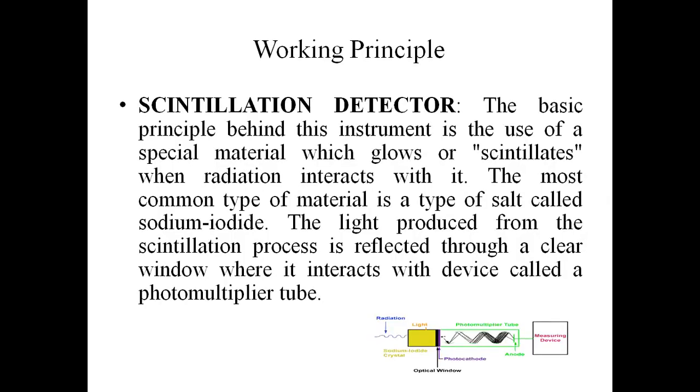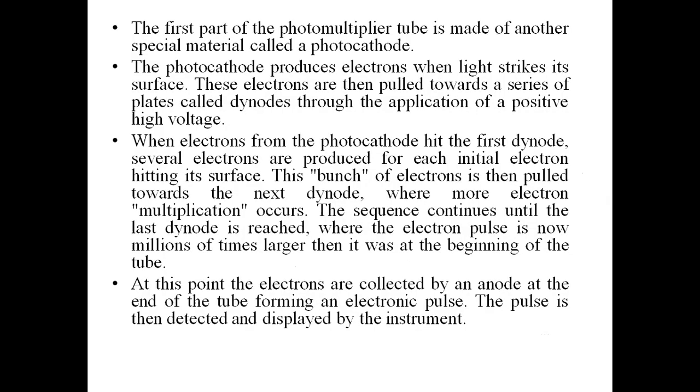The principle behind this instrument is the use of a special material which glows or scintillates when radiation interacts with it. The most common type of material is a salt called sodium iodide. The light produced from the scintillation process is reflected through a clear window where it interacts with a device called a photomultiplier tube. The first part is made up of the photocathode, which produces electrons when light strikes it. The electrons are then pulled towards a series of plates called dynodes through the application of positive high voltage.